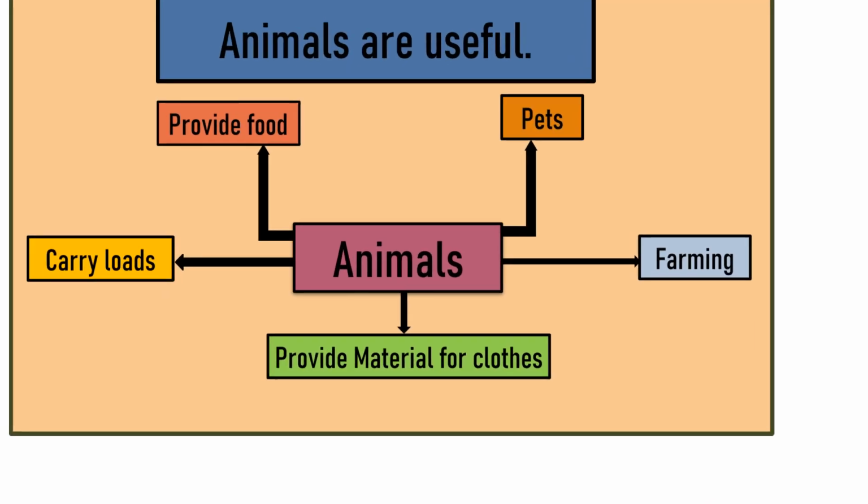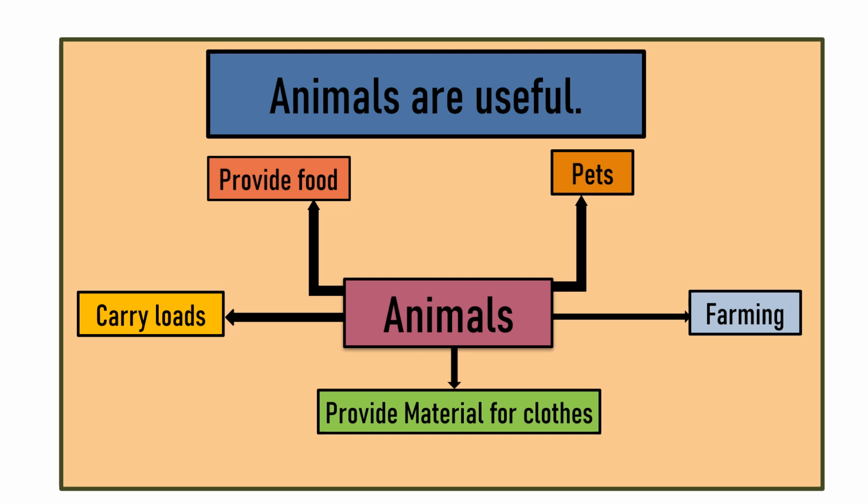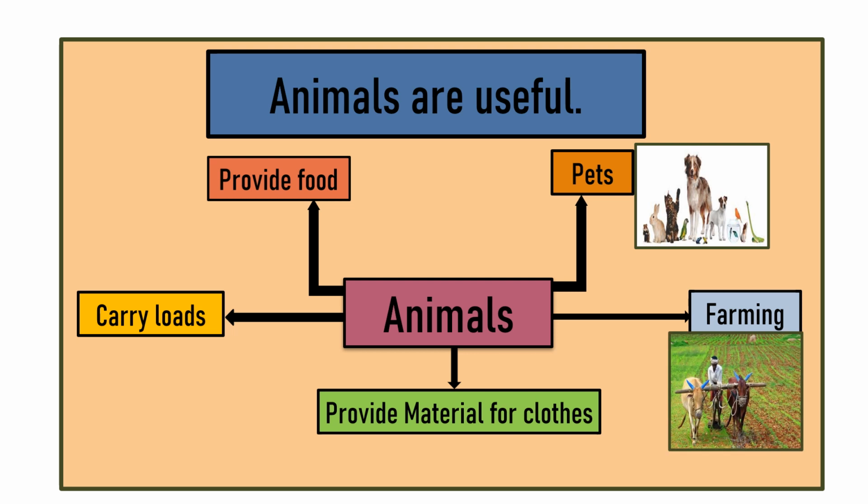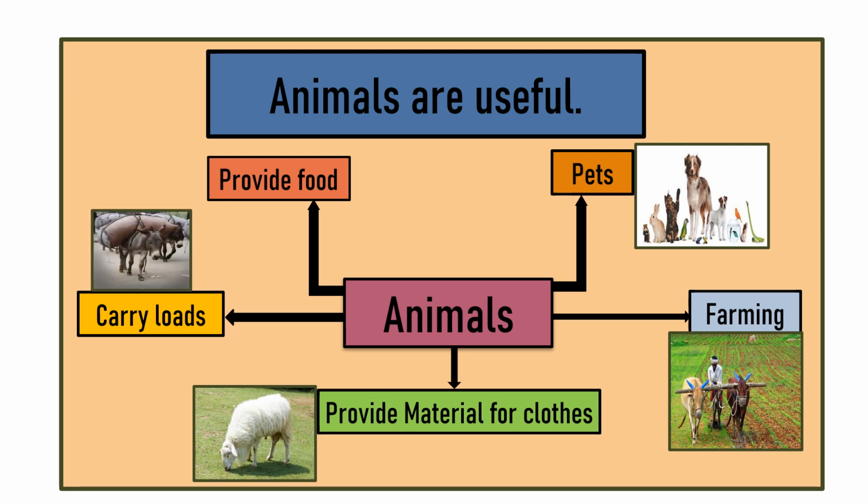We have also seen that animals are very useful to us. We keep them as pets. We use them in farming. They provide us material for clothes. They carry loads. And the most important of all, they provide us food.